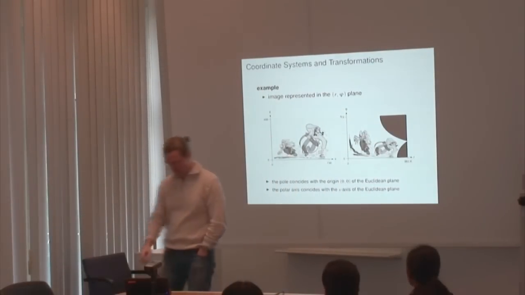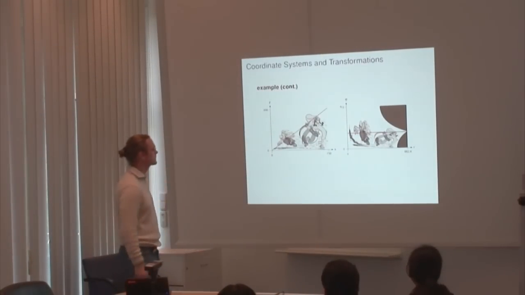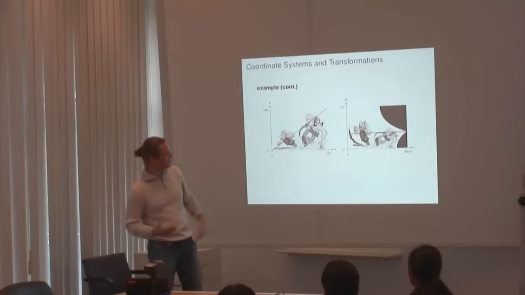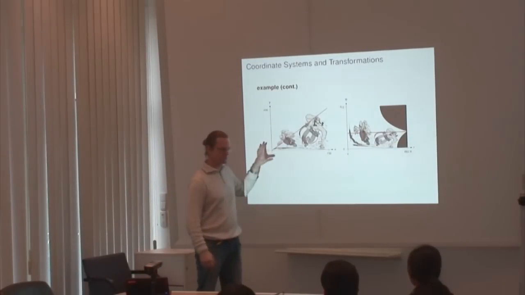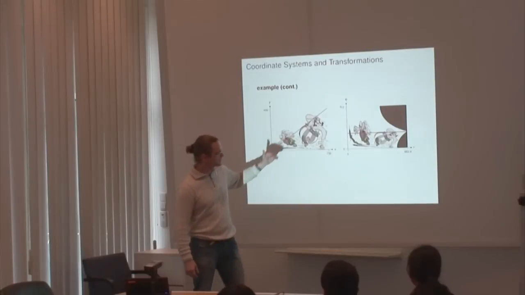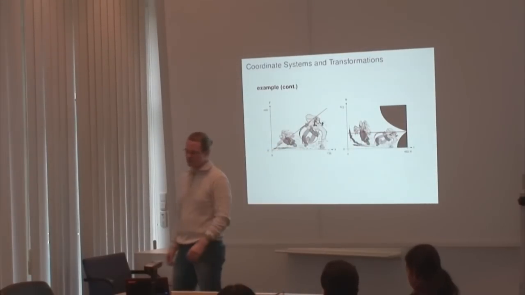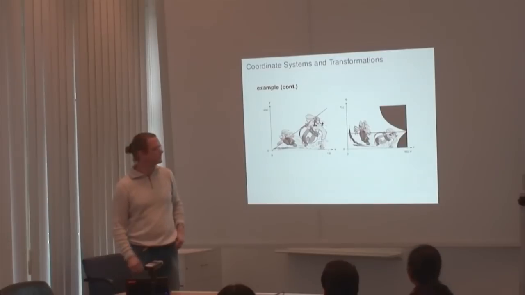Again, a picture says 1,000 words. Here we go. So the diagonal in this coordinate system becomes a line parallel to the r-axis in that system.